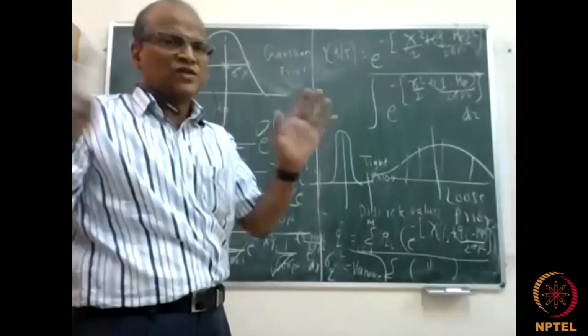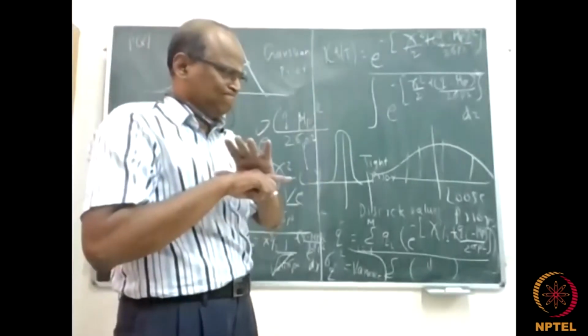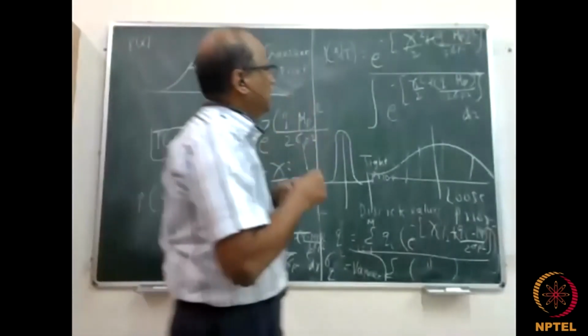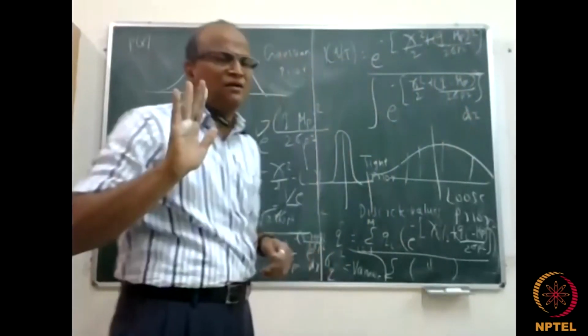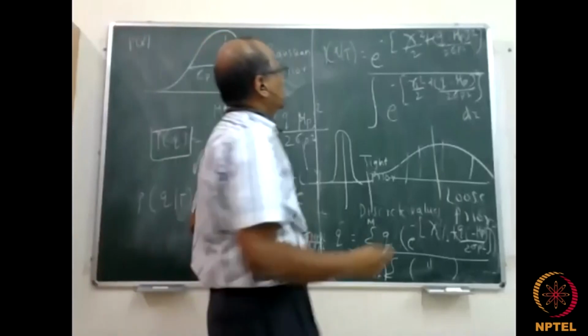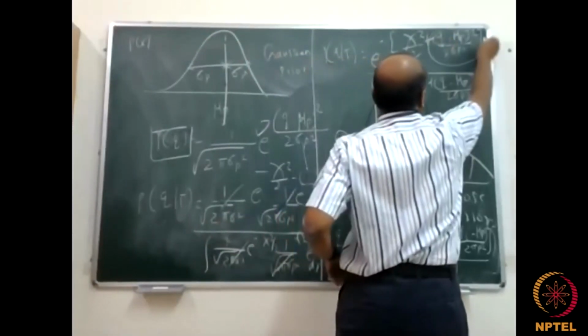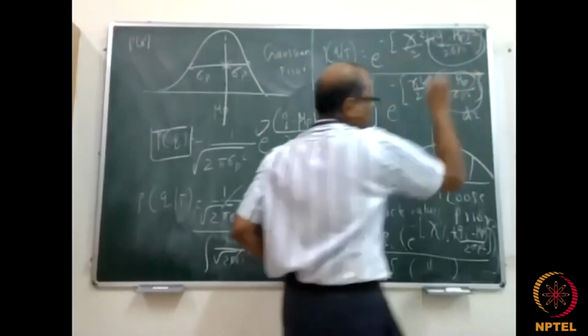If you are saying that I will not use any prior, then this will not be there. Then this will just become MLE, maximum likelihood estimation. So the idea of a Bayesian comes here. It comes here, not only here.